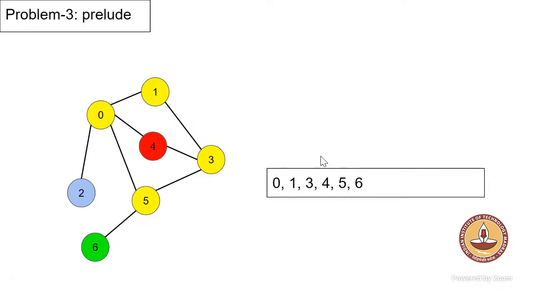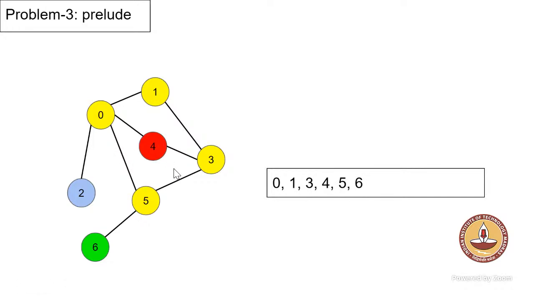We will do backtracking. No, ma'am, we will go back to 3, right? How did we get to 4? We got to 4 from 3. So how did we get to 5? From 4. So we'll go back to 4.